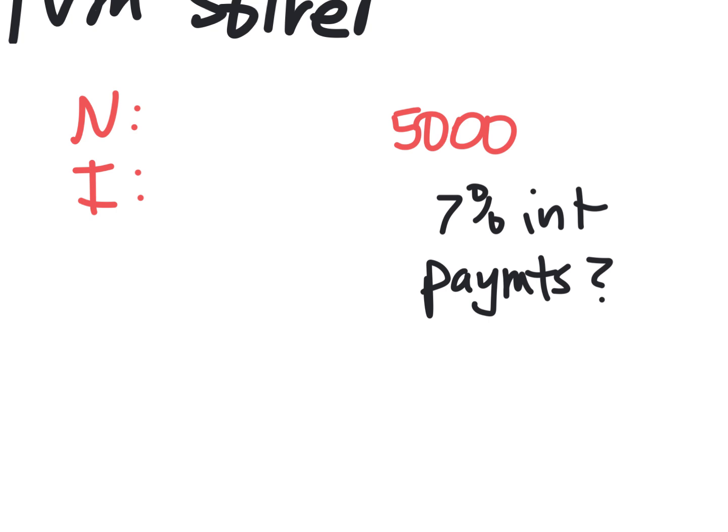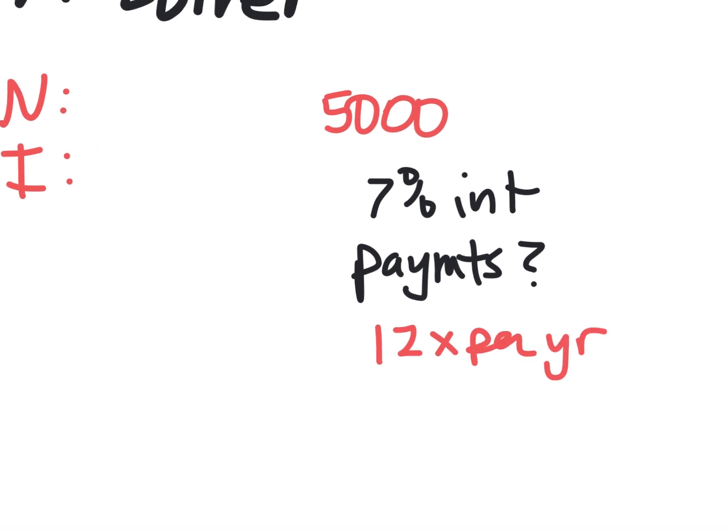What else do we need to know? Well, we need to know that it's going to happen 12 times per year. That's monthly. And is there anything else I have to know? I have to know it's 7%, $5,000. Is there anything else that would affect the payments? Yes?